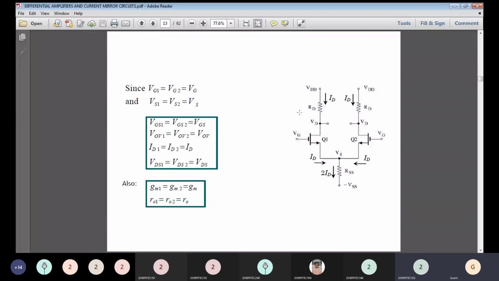And then the source voltage into both transistors: Vs1 and Vs2 are equal to Vs, and Vgs1 and Vgs2 are nothing but Vgs. So what is the output at transistor 1 and transistor 2? The output voltage is nothing but V1. So both values are equal to an output voltage of Vo. Similarly, drain currents ID1 and ID2 are equal to a common drain current ID. Likewise, we can represent gm1 and gm2 as gm, and ro1 and ro2 as ro.